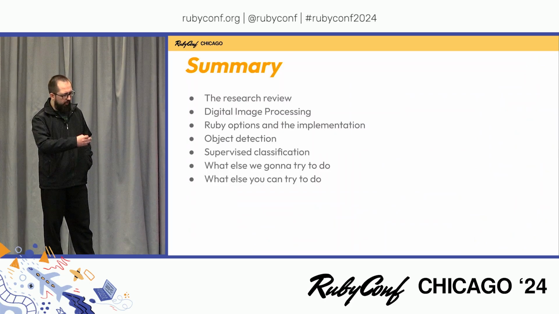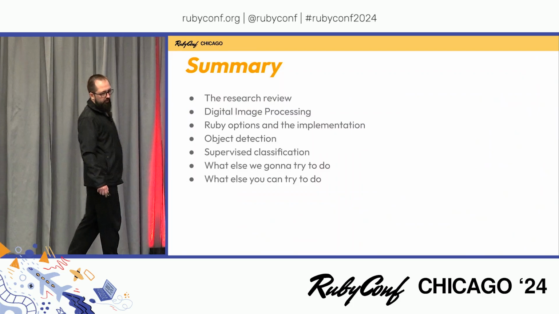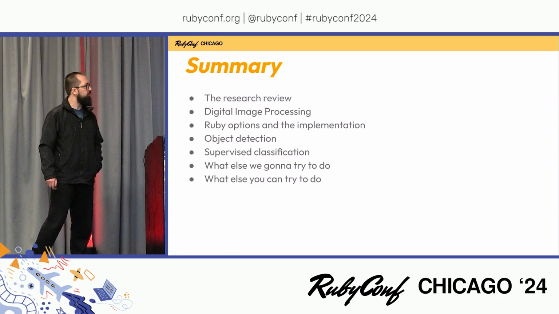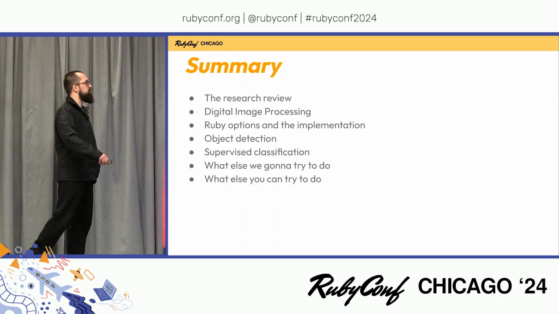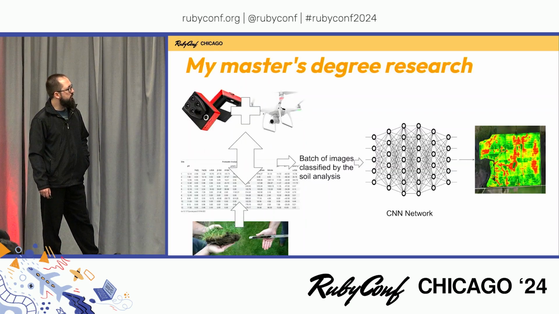So I will talk about my research overview, digital image processing, the Ruby options that we had at the time, also object detection, supervised classification, and what else we're going to try to do, and what else you can also try.